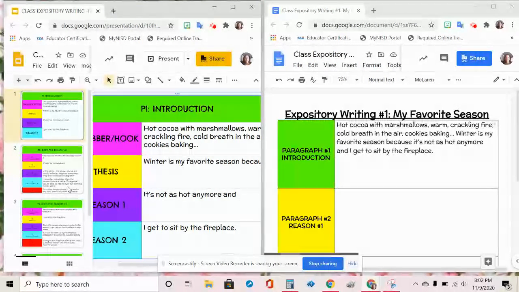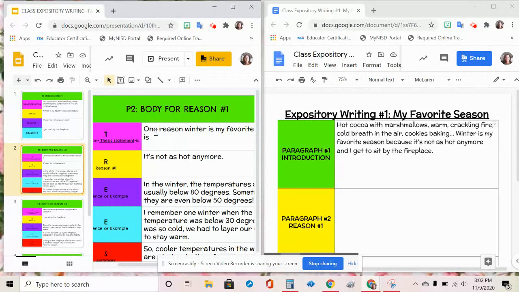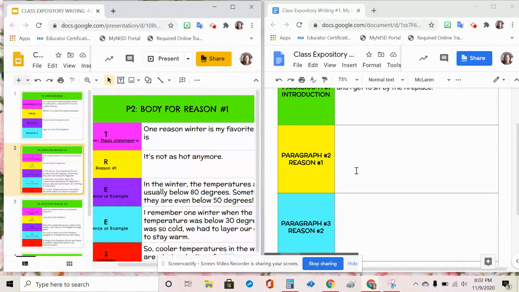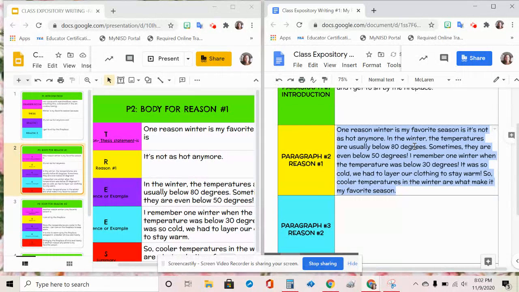Now I'm going to go over to slide number 2 where I will find all of the sentences I wrote for the body for reason number 1, which is my paragraph 2. And over here on the right, I'm going to go ahead and scroll to the section for paragraph 2, reason number 1. And this is where I'm going to type in all of the sentences from my slide 2 as one paragraph for my reason number 1. And this is what it looks like. All right, so this is what I wrote.